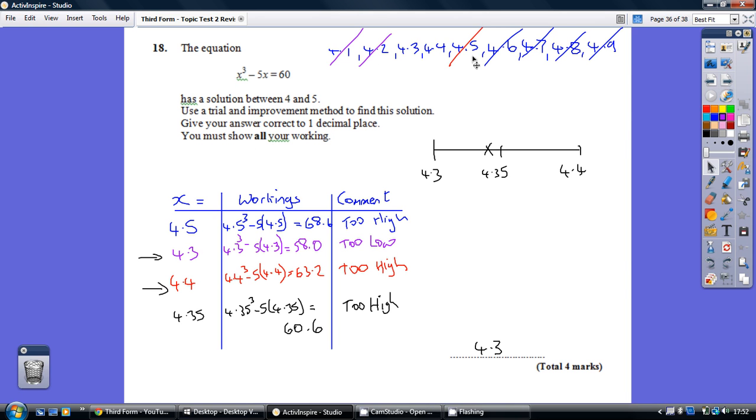So up here I've listed all the possible answers. You don't have to do this, but I think it helps gather our thoughts. So between 4 and 5, but to one decimal place. So start in the middle. So we'll kick off having a look at 4.5.